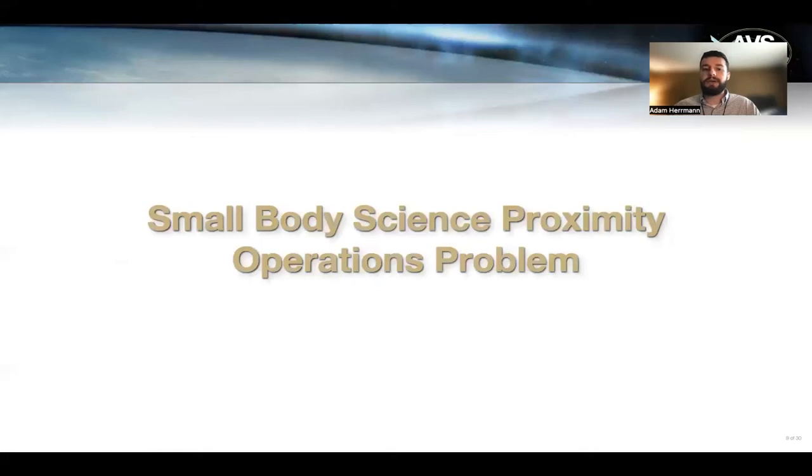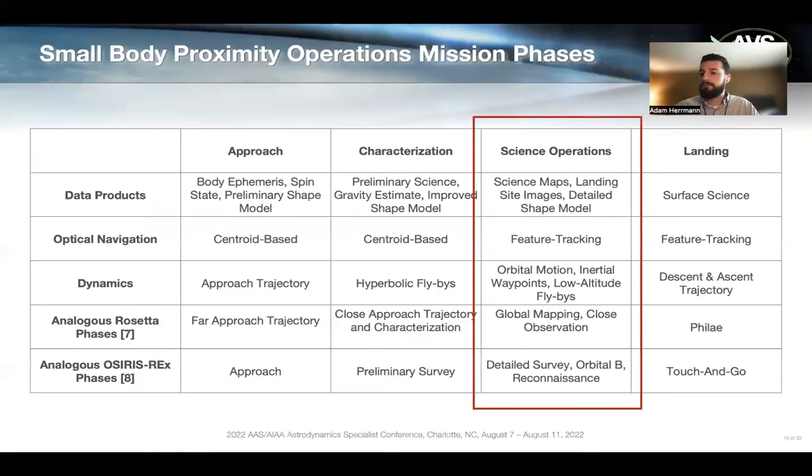So now I'm going to talk about the small body proximity operations problem that we've selected. I looked at a bunch of different mission phases from Rosetta and OSIRIS-REx and tried to categorize them. We landed on wanting to look at science operations in particular. And this problem took a lot of inspiration from the detailed survey phase from OSIRIS-REx. I'll talk about some of the similarities and the differences here in a moment.